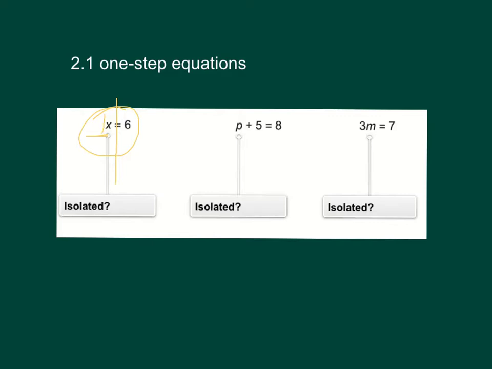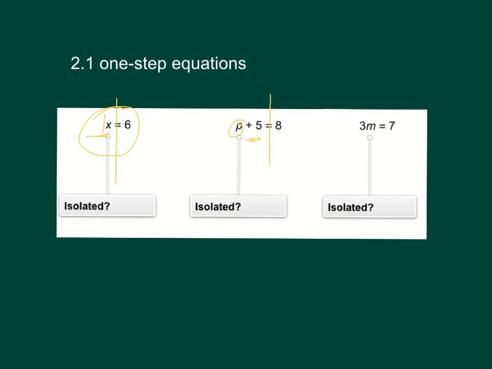If we look at the second one, first of all, the equal sign separates the equation. Find the variable p. Is it by itself? No, this one's not by itself because we have a plus 5 there. So this is not isolated. This is an equation we would have to solve.